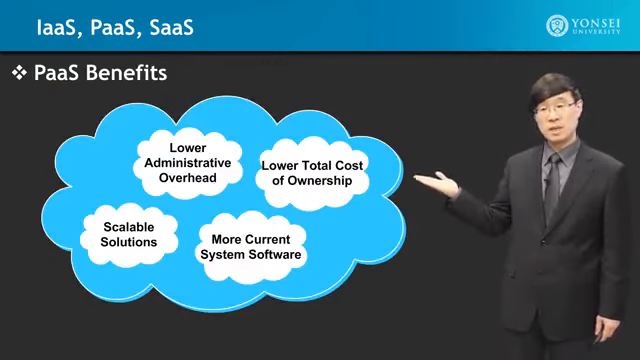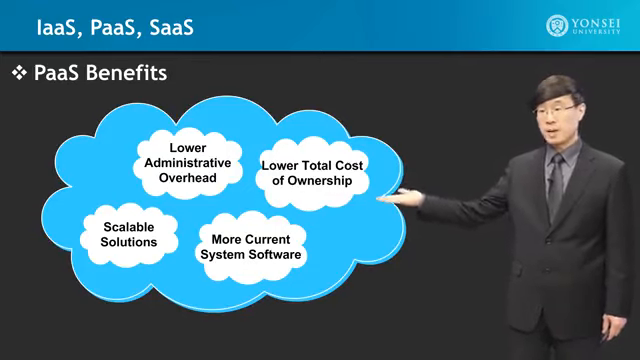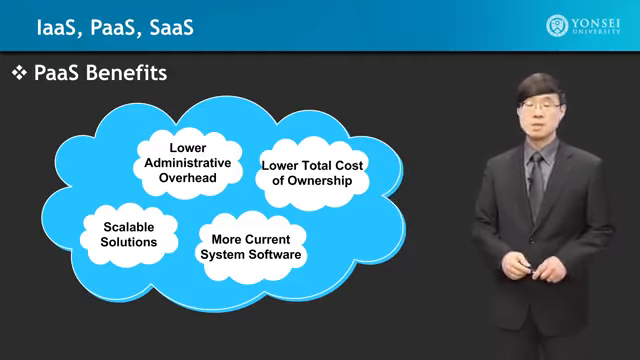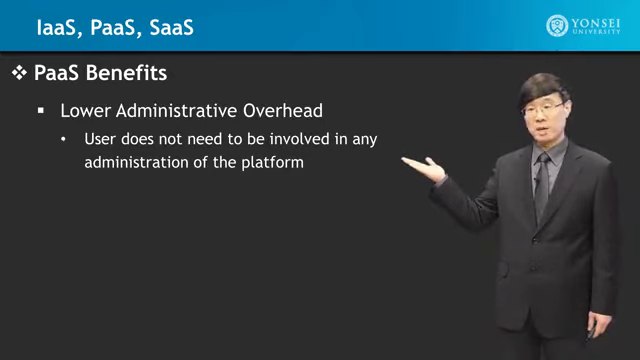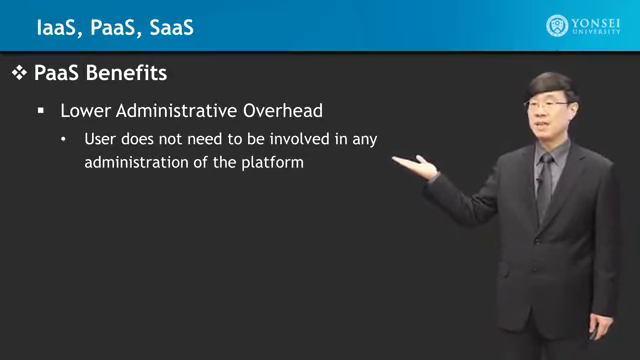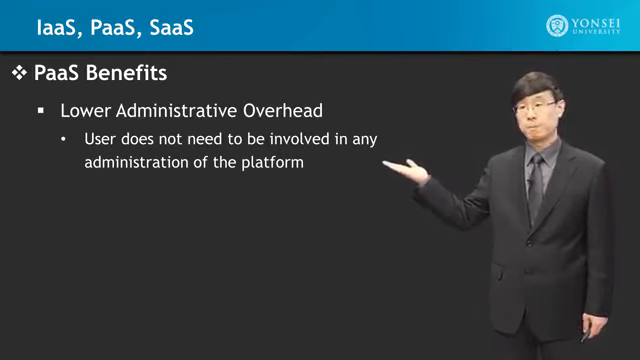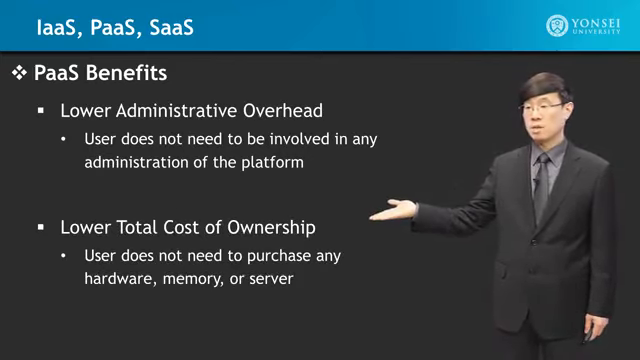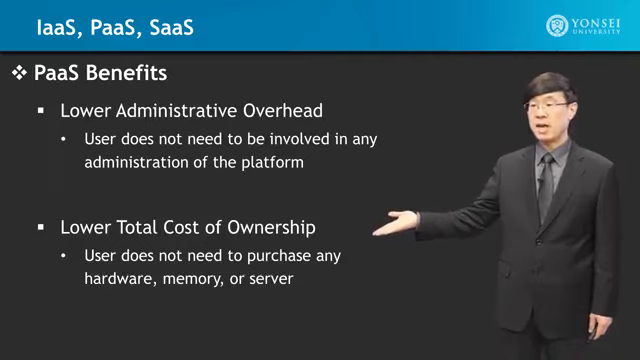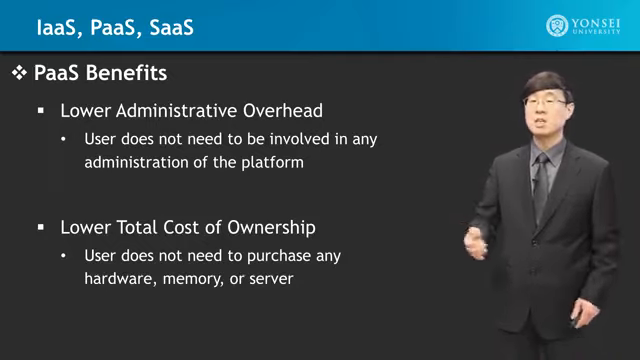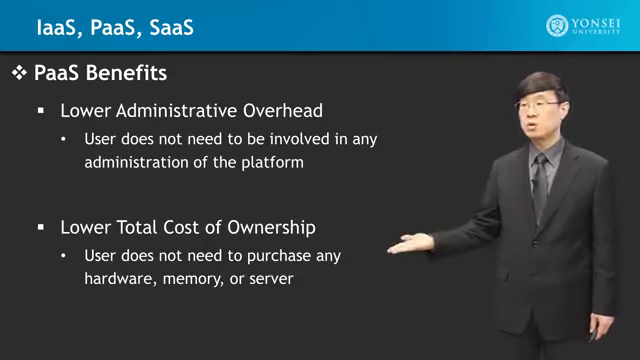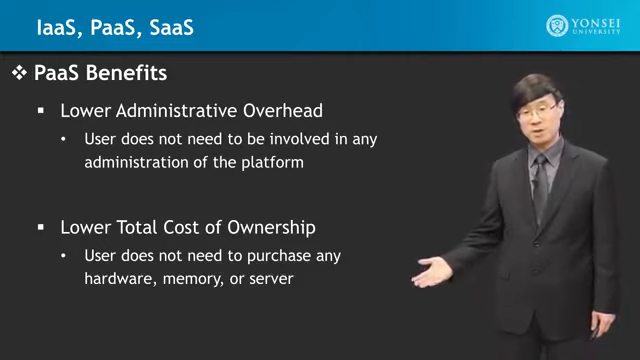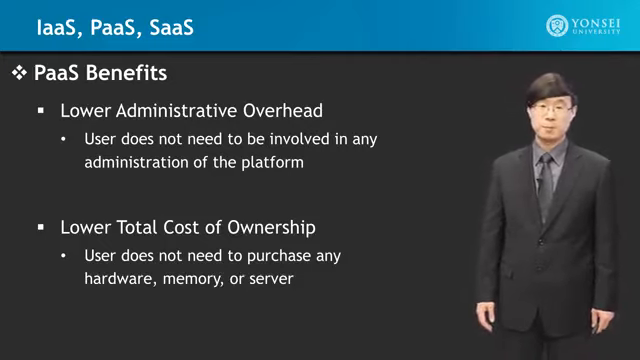The PaaS benefits include lower administrative overhead, lower total cost of ownership, scalable solutions, and more current system software. Looking into lower administrative overhead, we mean that users do not need to be involved in any administration of the platform. For the lower total cost of ownership, users do not need to purchase any hardware, memory, or server. They just need to rent it. They just need to buy a lease where they use it for a given amount of time, and when they're done, they can terminate it.